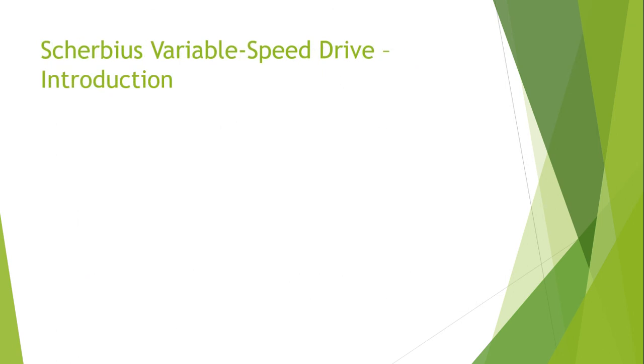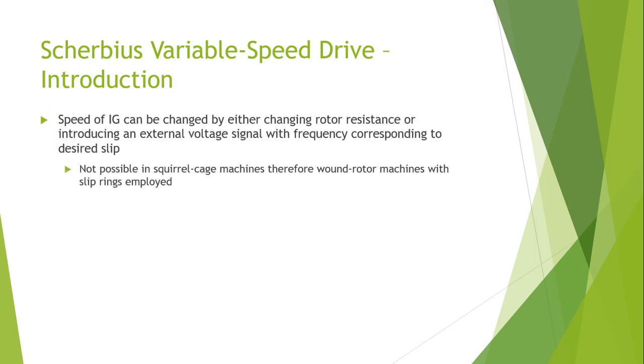The next is the Scherbius variable speed drive induction. The speed of an induction generator can be changed by either changing the rotor resistance or introducing an external voltage signal with frequency corresponding to desired slip. The slip power is associated with this type of mechanism. The slip power is a part of the air gap power, which is not converted into mechanical power.